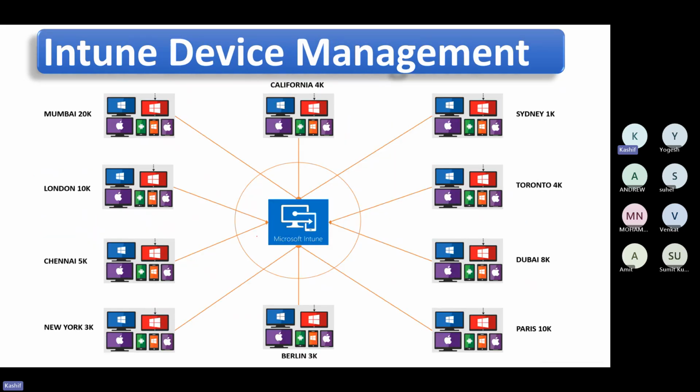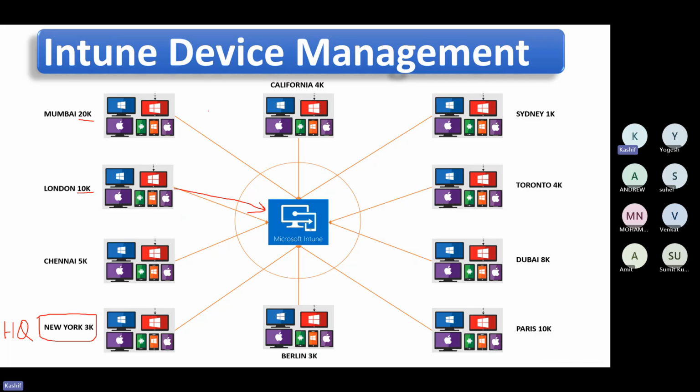Now, how will Intune be managing devices? Basically, you have to enroll the devices into Intune from each region. Suppose there is an organization and the headquarter is in New York. New York has 3,000 devices, and other locations are branch offices like London, Mumbai, California, Berlin, Paris, Dubai, Toronto, Sydney. All the devices from each region, for example, 10,000 devices in London, you have to enroll into Intune.